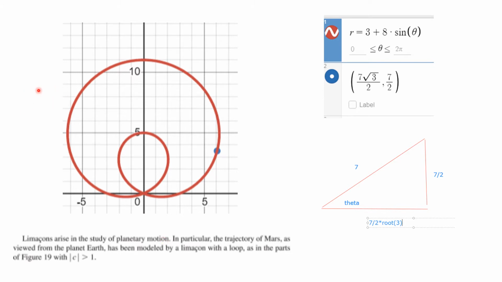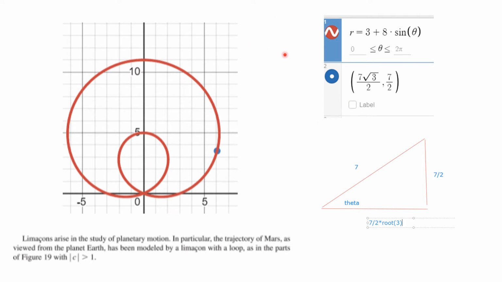Now, some students might think that this is just a figment of some mathematician's imagination, but actually there are applications in this. Limacons arise in the study of planetary motion. In particular, the trajectory of Mars, as viewed from the planet Earth, has been modeled by a limacon with a loop, as kind of shown here. Another phrase for this in the literature is retrograde motion: sometimes it looks like you're going forward, then backwards for a while, then forwards again. That's what this looks like from the Earth.